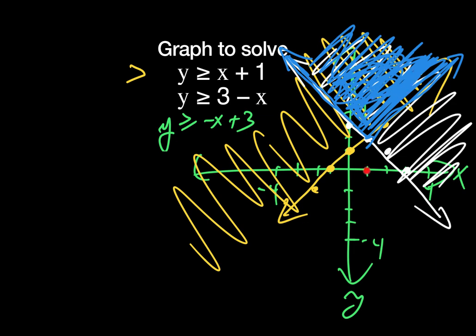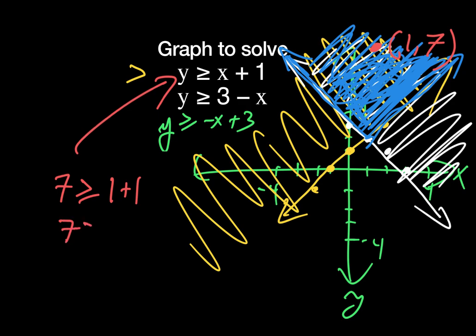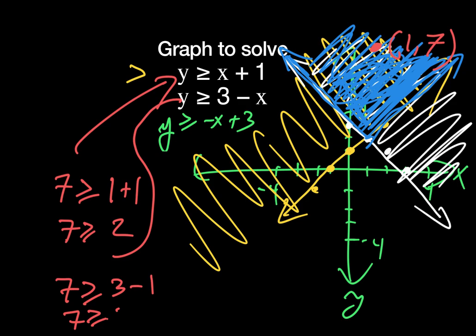So if I pick the point, I don't know, pick a number up there, 1, 7. If I were to take that and put it into this equation, the y is 7, greater than or equal to, the x is 1 plus 1. Is 7 greater than or equal to 2? Yes, it works in that equation. What if I take it and put it into this equation? 7 greater than or equal to 3 minus 1. Is 7 greater than or equal to 2? Yes, it works in that equation.